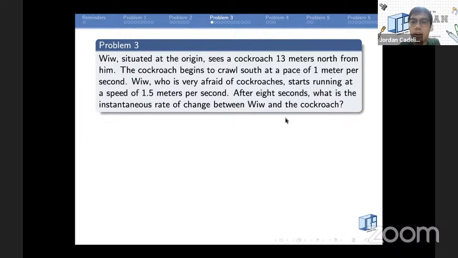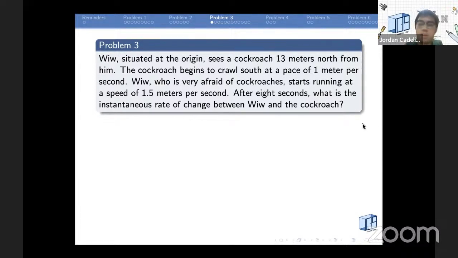So problem number 3, Will, situated at the origin, sees a cockroach 13 meters north from him. The cockroach begins to crawl south at a pace of 1 meter per second. Will, who is very afraid of cockroaches, starts running at a speed of 1.5 meters per second. After 8 seconds, what is the instantaneous rate of change between Will and the cockroach? So I almost forgot to mention that Will is running in the direction of the positive x-axis.